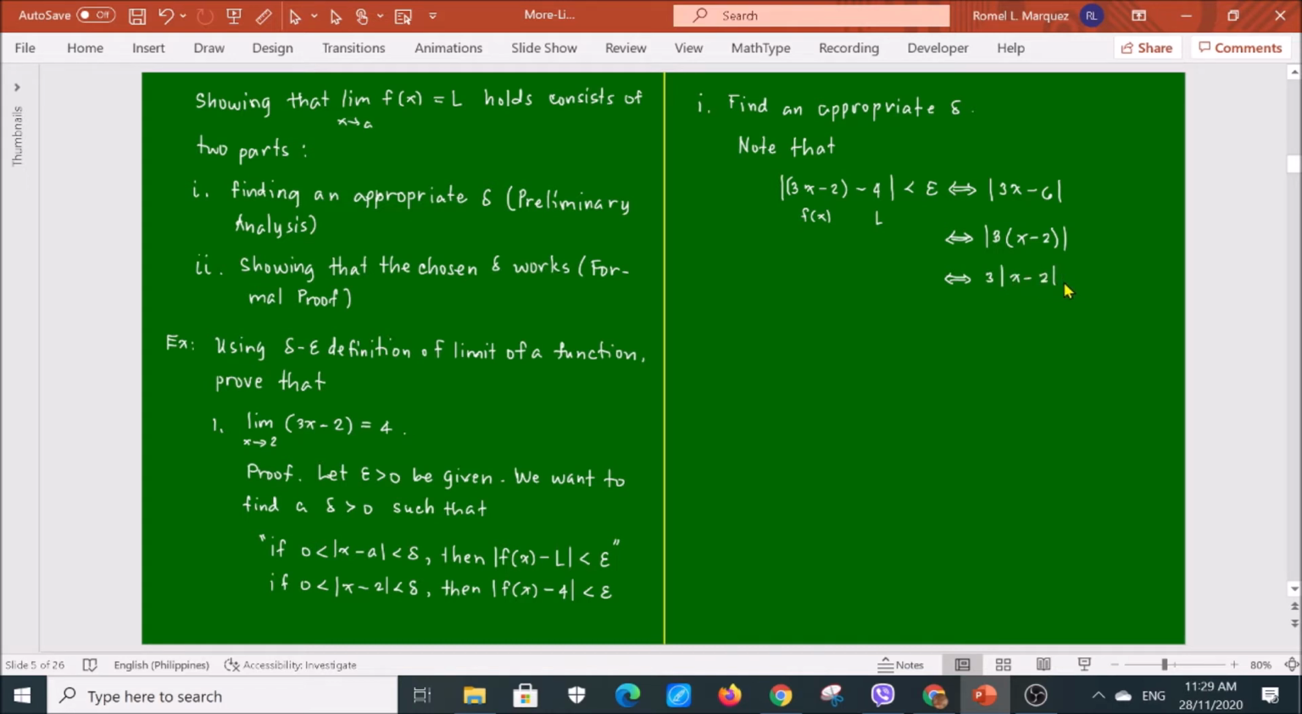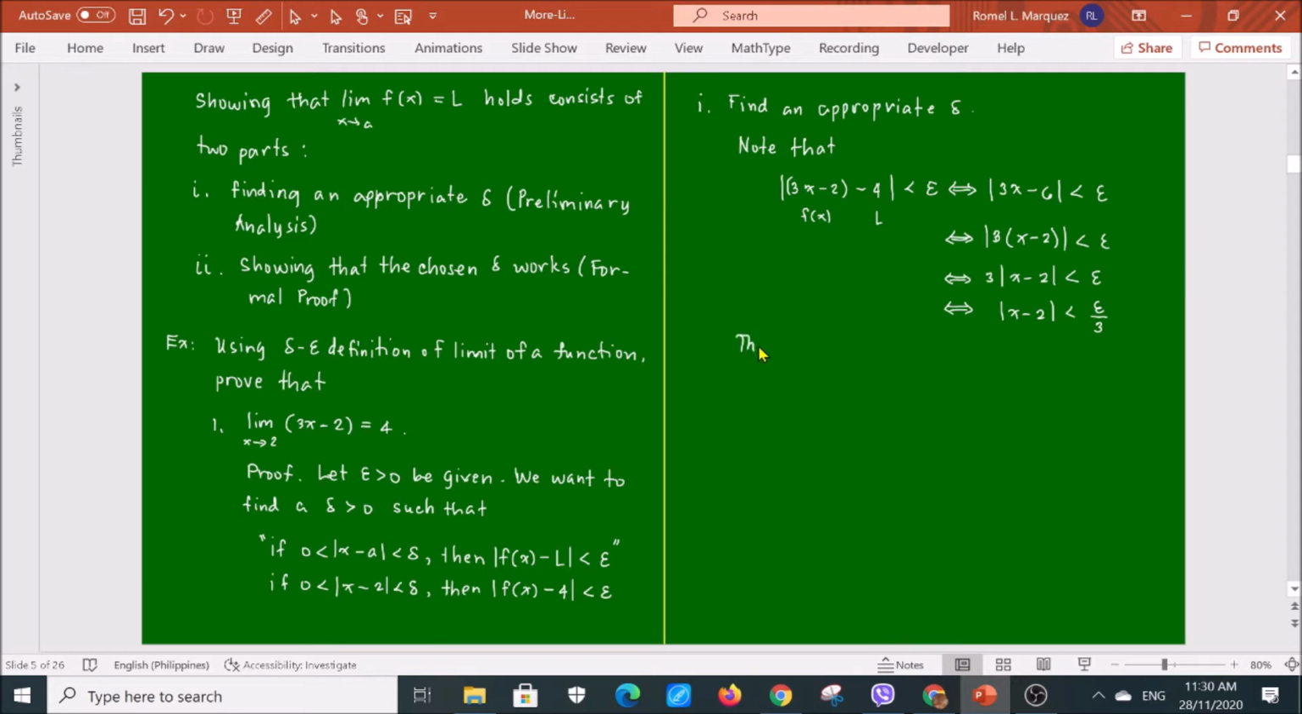Okay? Remember, this is less than epsilon. I can now solve for x minus 2, by dividing by 3 each side. If we divide by 3, we get the absolute value of x minus 2 is less than epsilon over 3. So this means that our delta is epsilon over 3.